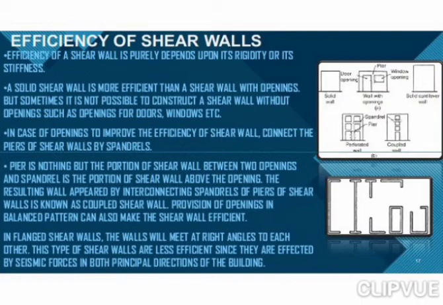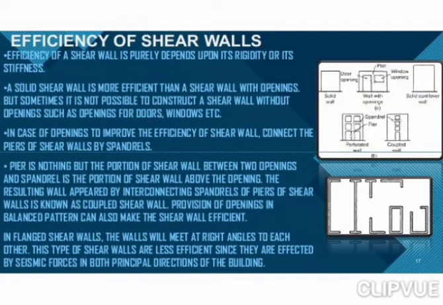In case of openings, to improve the efficiency of the shear wall, we need to connect the piers of the shear walls by spandrels. A pier is the portion of shear wall between two openings, and a spandrel is the portion of shear wall above the opening. The resulting wall formed by interconnecting piers of shear walls with spandrels is known as a coupled shear wall. Provision of openings in a balanced pattern can also make the shear wall efficient.